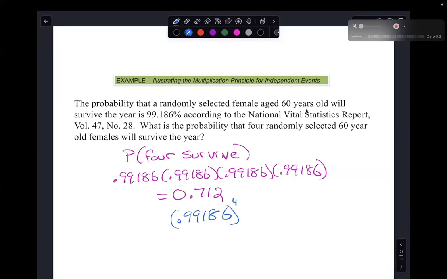If you don't know how to raise things to the fourth power in this calculator, it's this button right here. You would put in 0.99186. This right here is called a caret, and that's going to turn it into an exponent for you. It's so much faster. So yes, you absolutely can just use an exponent. Because what if I asked you the probability that 18 would survive the year? You definitely don't want to multiply this out 18 times, because if you're anything like me, you would lose count putting them in your calculator.